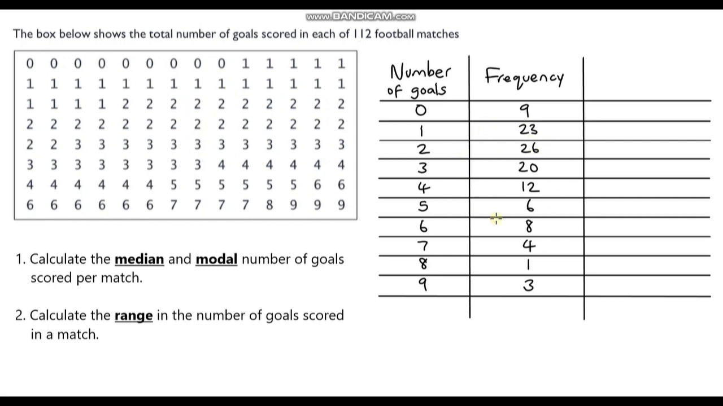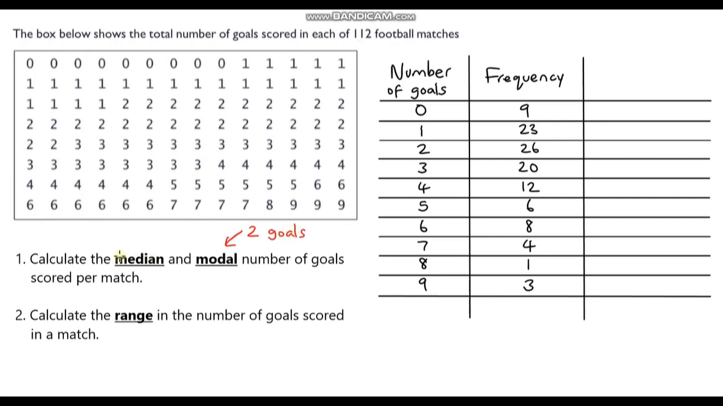But if we take a look at our frequency table, we can see straight away which one is the most common, and we just need to look in the frequency column. So you can see here, if we go down, that 26 is the highest frequency. So which category is that? Well, that's 2. So 2 goals were scored on the most number of occasions. So our answer for the mode will be 2. And we better write in 2 goals as well, just to give ourselves a bit of context. So 2 goals was the most popular or the most common number of goals scored.